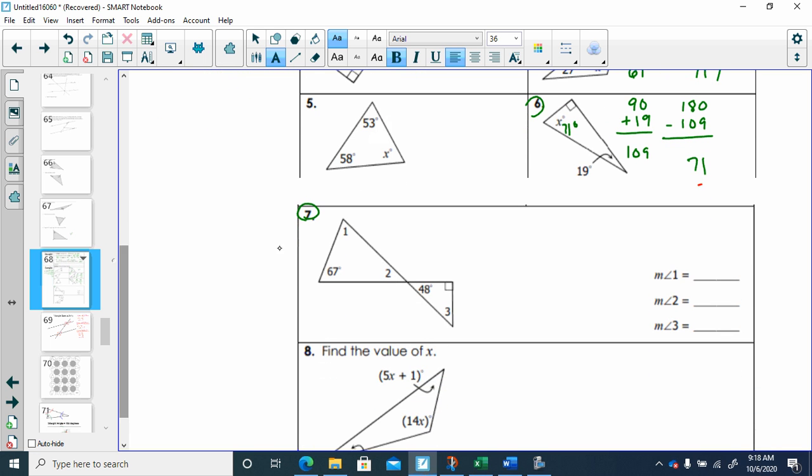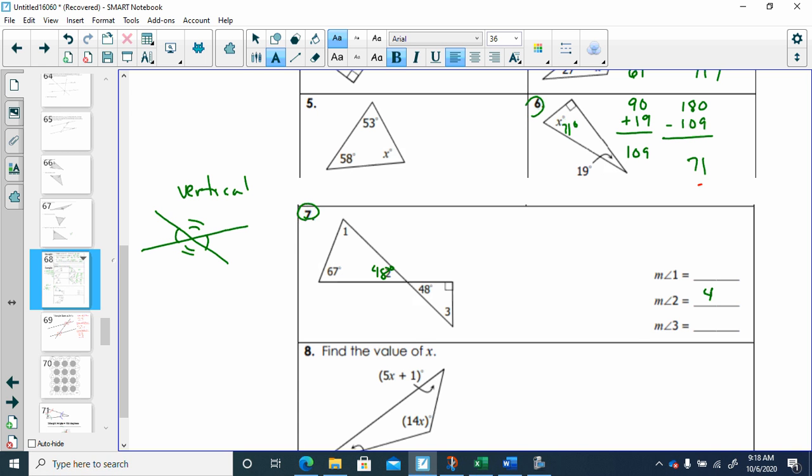Now, down here on 7, okay, we're trying to find the measure of angle 1, 2, and 3. We're going to use some information that we talked about yesterday. Vertical angles, okay? Vertical angles are across from each other, and they're congruent. These two would be vertical. These two would be vertical. In this case, angle 2 is vertical to this angle 48 degrees. So angle 2 is 48 degrees.